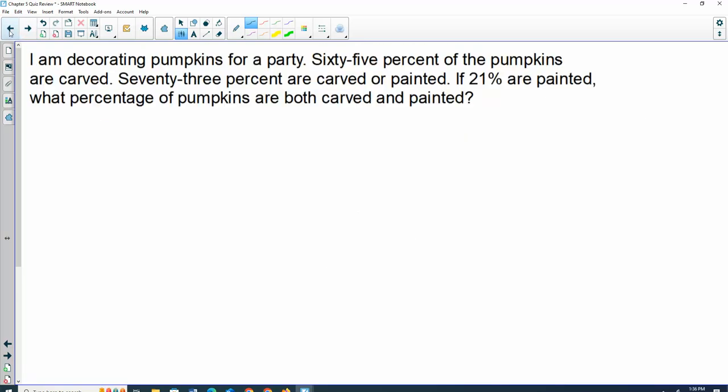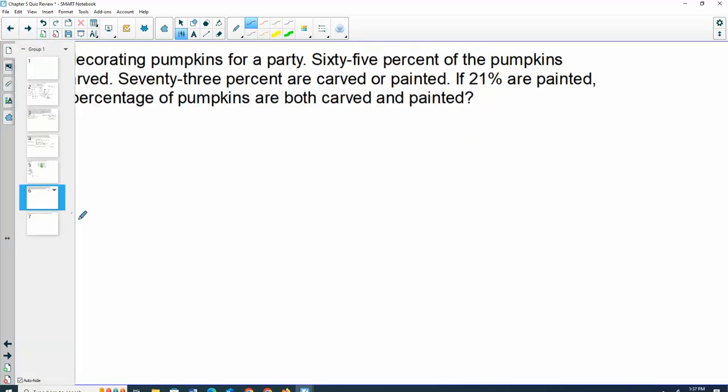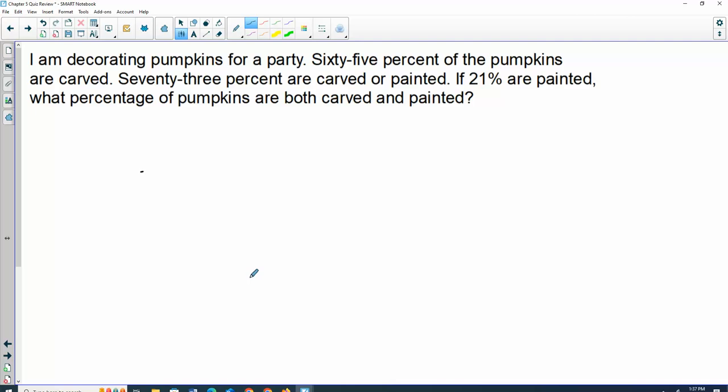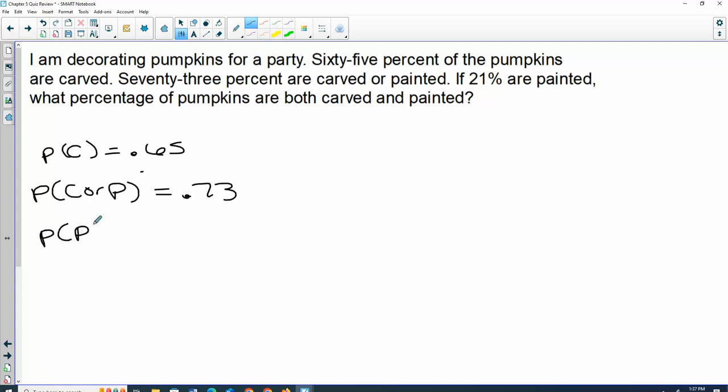I do have some more. We'll try a couple more. I think I have 2 more. I'm decorating pumpkins for a party. 65% of the pumpkins are carved. So the probability it's carved, 0.65. 73% are carved or painted. So probability carved or painted, 0.73. 21% are painted. What percentage of pumpkins are both carved and painted?